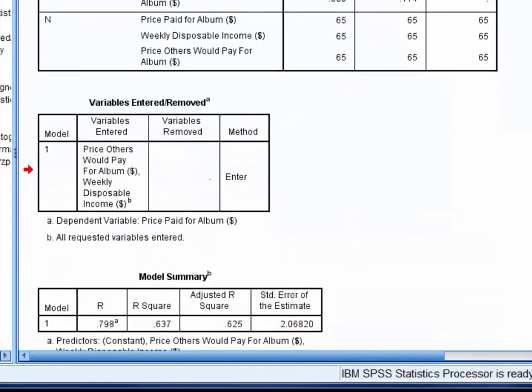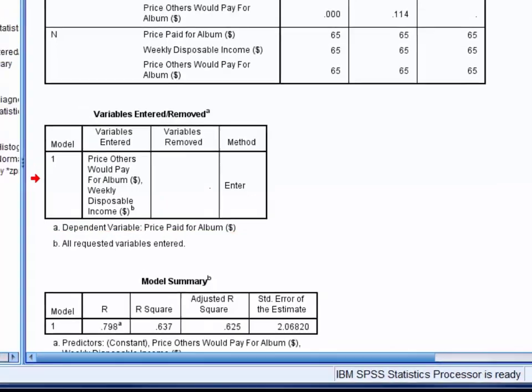The third table is called Variables Entered and Removed. This table provides a summary of the variables in the regression. We can see here that there were two predictors entered into the regression together. These were price others would pay and weekly disposable income. And below the table we can see that the criterion variable is price paid for the album.